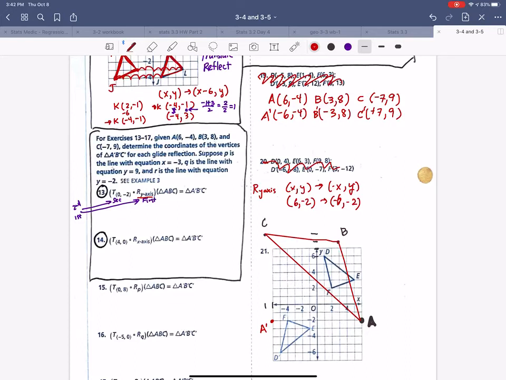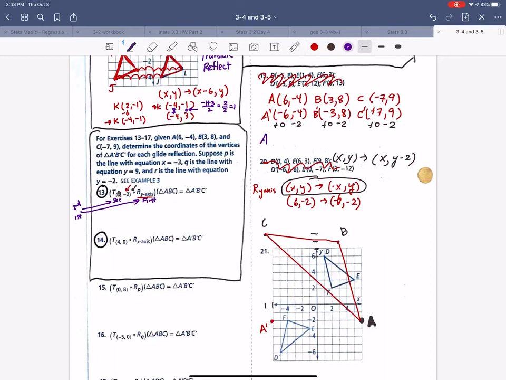Now it says, translate it two down. So do nothing to the x. So don't do anything to the x. And then go down 2. So I really just am following these rules in my notes. I don't really have to graph it. So what are the rules of my notes? Well, whatever my coordinate is, I keep x the same, and the y I just subtract.